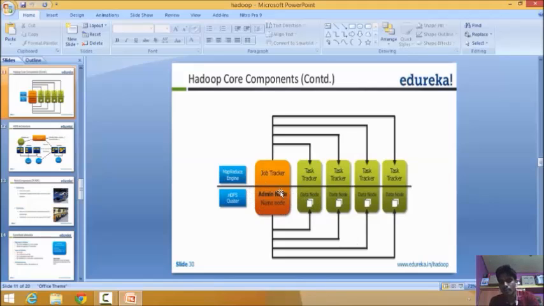You may think that what happens if this name node fails? What happens? If this name node fails, then the entire data will be lost, isn't it? What we have to do? For that purpose, this name node should be of high reliability. Why high reliability? Because it is a single point of failure. What do you mean by single point of failure? If it fails, the entire data will be lost. It stores the metadata. So it should be a highly reliable node.